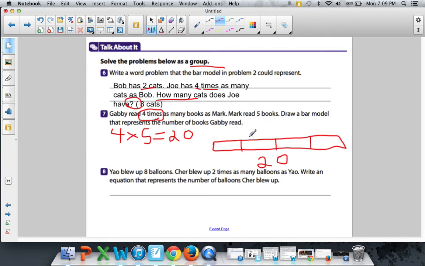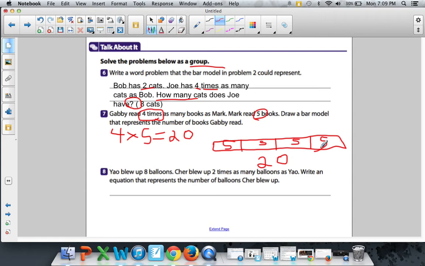What goes in the bars? Well, not a 4, because the 4 already cut it up for us. What goes in the bar is a 5, the other number we haven't talked about yet. And now doing that, you've got 4 times 5 equals 20.